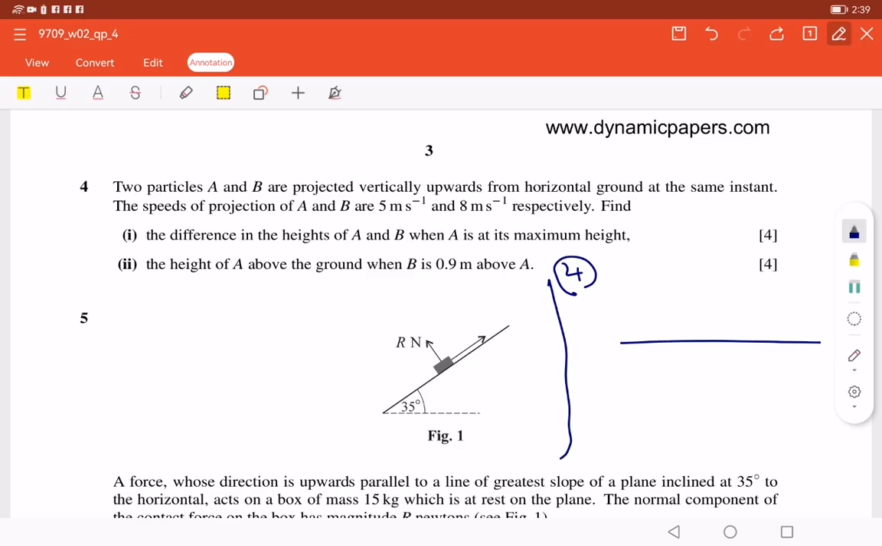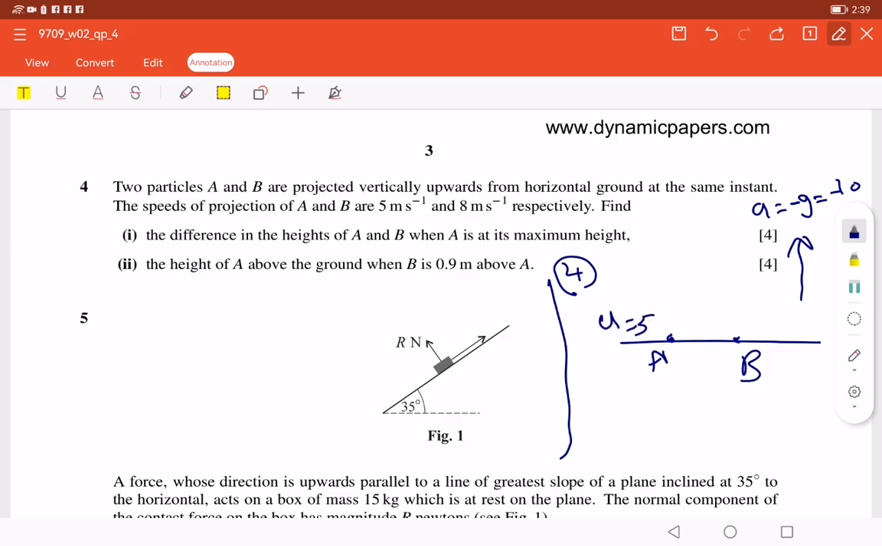Look here. This is particle A, this is particle B, and the motion is vertically upward. What does vertically upward mean? It means opposite to the gravity direction. This means the gravity acceleration will be negative, g equals negative 10. Okay? With respect to particle A, the initial velocity u equals 5.